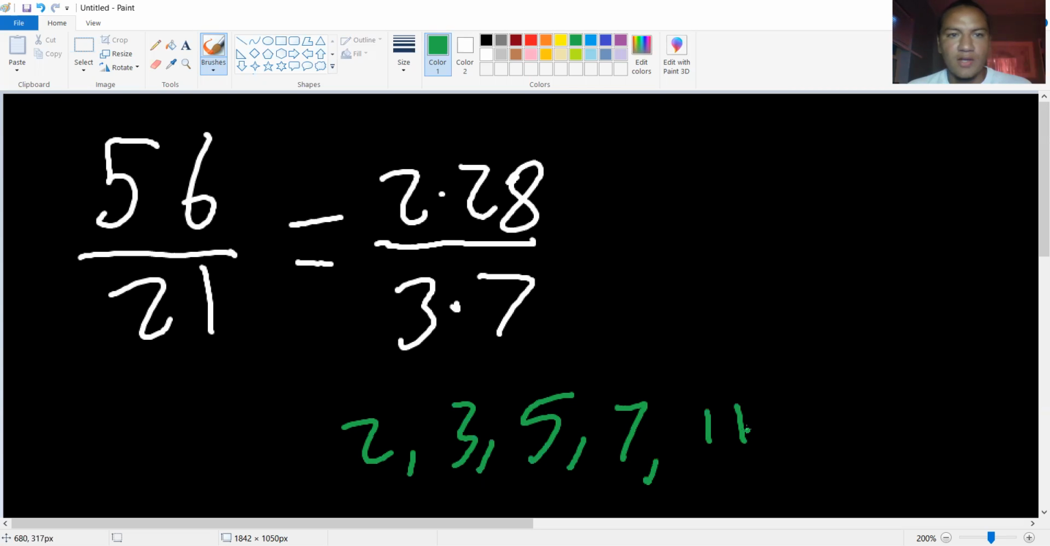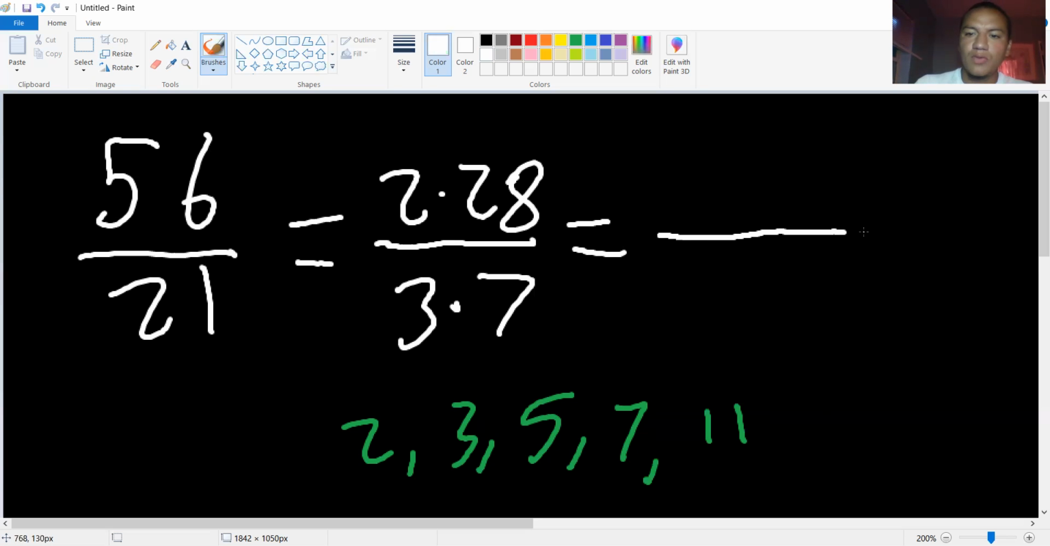Unless the number itself is prime, like 57 is a prime number. It can't be built from multiplying any of these numbers together. But any other composite number, like 66, is 11 times 6, and 6 is made up of 2 times 3, so 11 times 2 times 3 gives you 66. Anyways, let's continue to simplify this fraction.